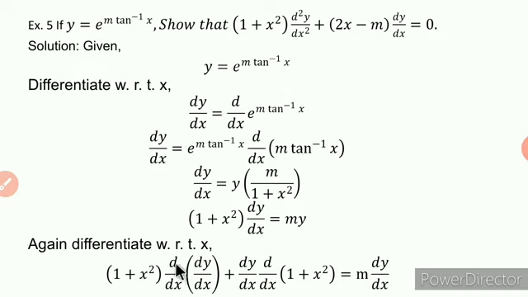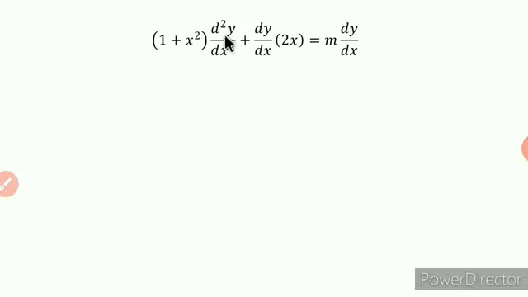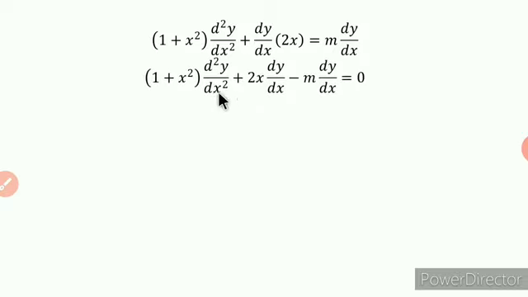So differentiating this, here we get derivative of dy by dx is d square y by dx square, and derivative of 1 plus x square is 2x. So after taking the derivative, we get the term as (1 plus x square) multiplied by d square y by dx square plus dy by dx into 2x is equal to m into dy by dx. Now taking this term to the LHS, it becomes negative, and therefore we get (1 plus x square) d square y by dx square plus 2x dy by dx minus m dy by dx is equal to 0.